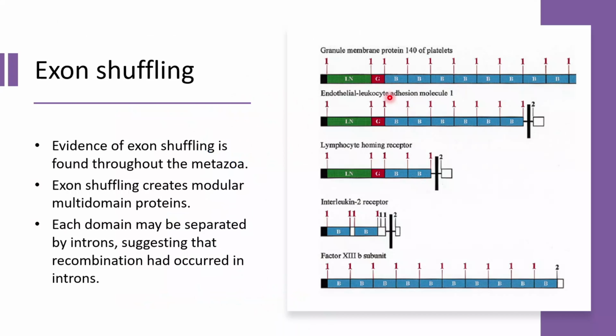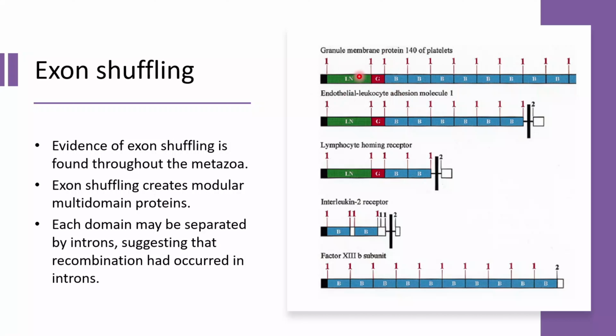An example of this is all these genes here. So all these genes here were generated through exon shuffling, and they were caused by basically transposition of transposons. You can see that these genes have these domains, the LN domain, the G, and the B domain. And then depending on which gene you're dealing with, you will end up with a different combination of these domains, okay? This is all caused by transposition.